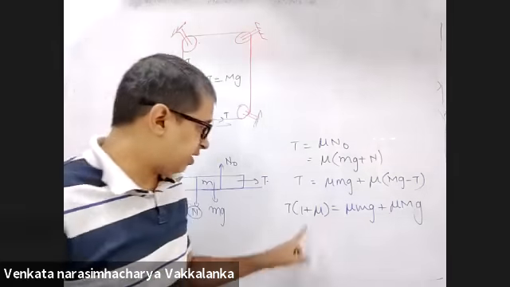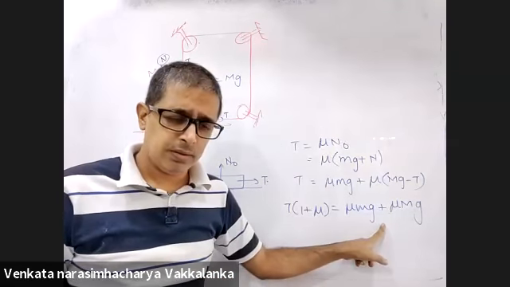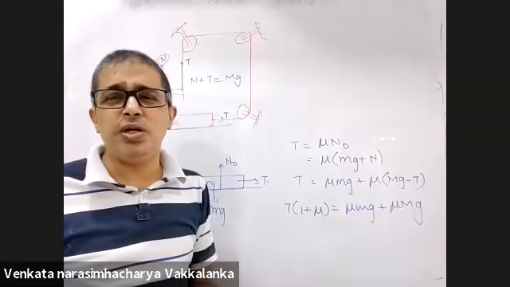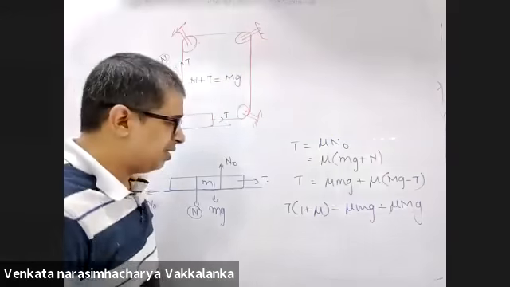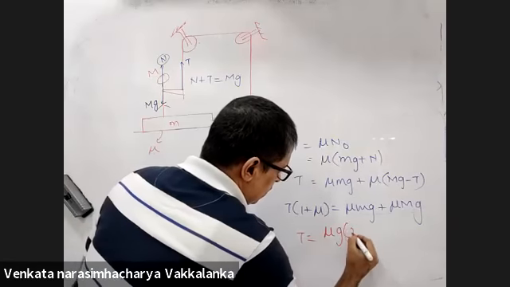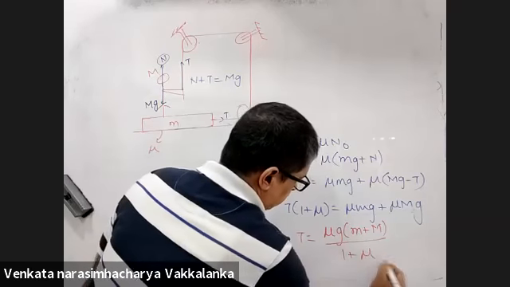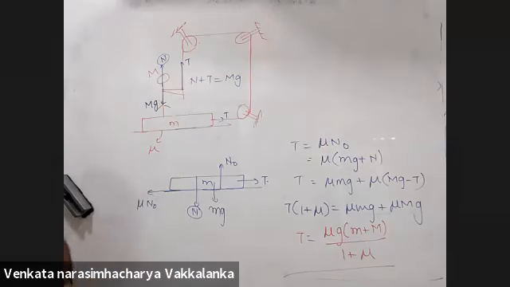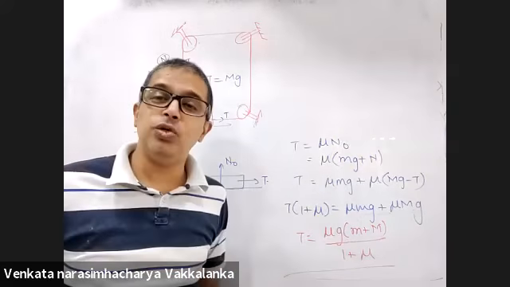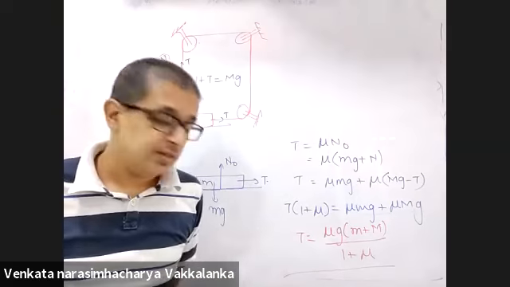You are verifying if I can bring this to the denominator? Yes. When you ask emphasizing like that, I get a doubt. T is equal to mu g into small m plus capital M upon 1 plus mu. I can afford to be lazy. Just because I skipped the last step doesn't mean you will forcibly make me write that.